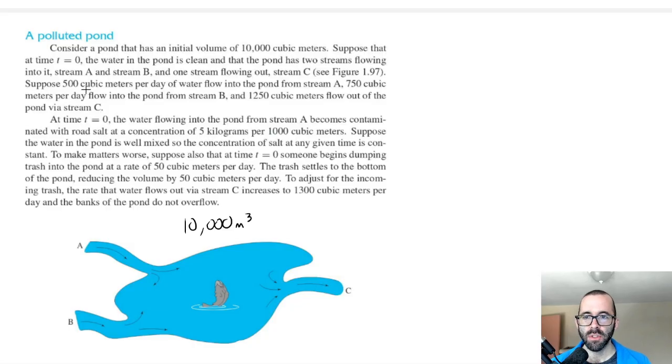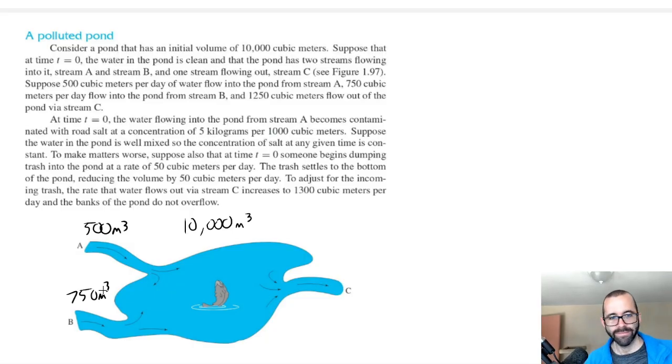So suppose 500 cubic meters per day of water flow in from stream A. Okay, 500 cubic meters of water are flowing in, and what else do we have? 750 cubic meters is flowing in over here. And 1250 cubic meters flow out.